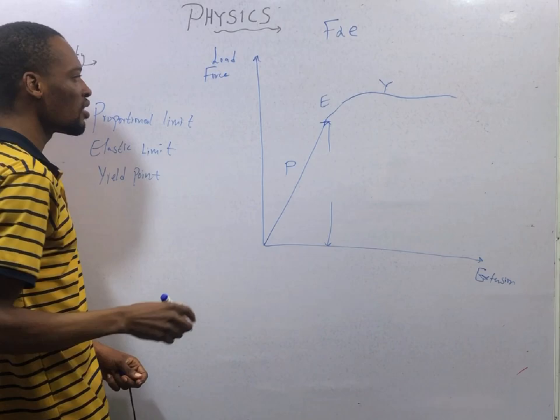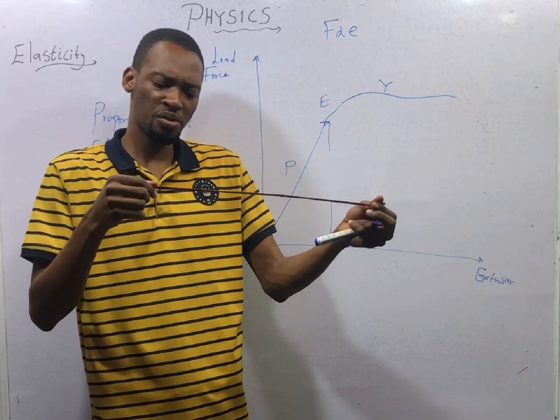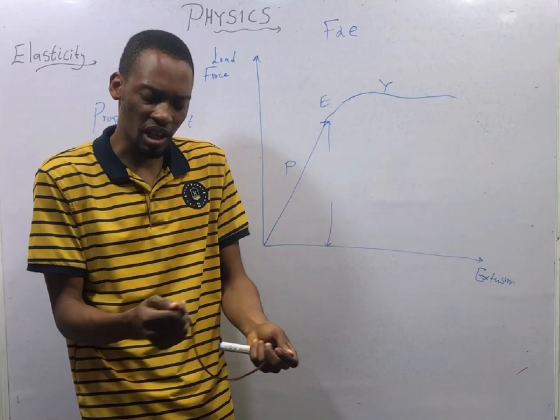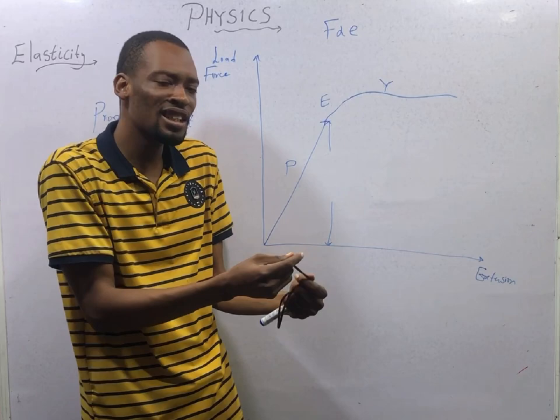Now, at the proportional limit, as you stress, it will return to its position. Stretch, it will return to its position until you get to the elastic limit. After the elastic limit, once you stretch this thing, it will sag. It will no longer return. Like for a rubber ring, you notice that the more you stretch, it gets very, very long. So, if the elastic limit has been exceeded, you are stretching, it's remaining there. It's no longer returning back.